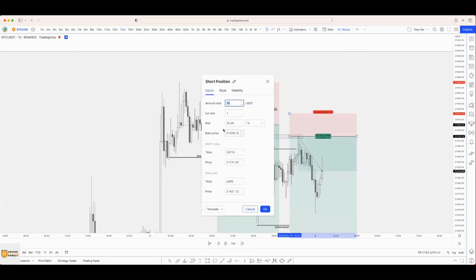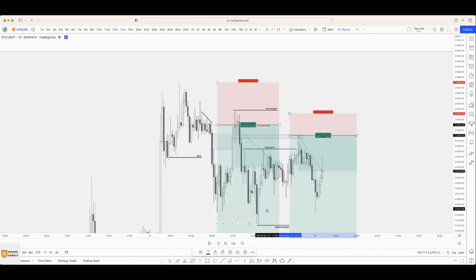So entry, this is 21,378. I like to play 80, exactly 80. And then stop loss is just going to be 4. I'll just play, if I play 50, it's going to be too much. Maybe 40. Yes, so just 40.